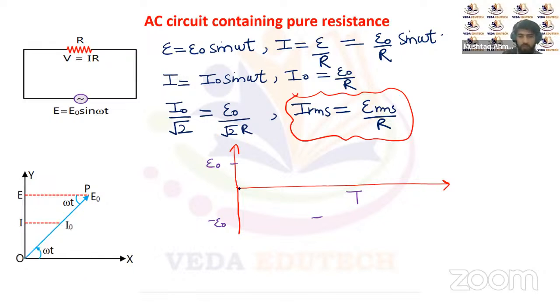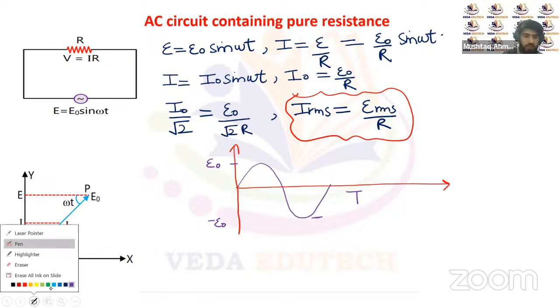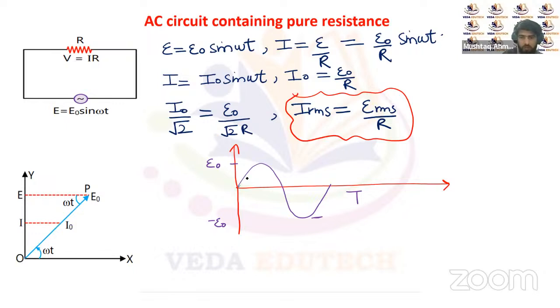This was our AC voltage, and this is our current. So this will be the behavior of current, right? This is the voltage graph, and this will be the current.